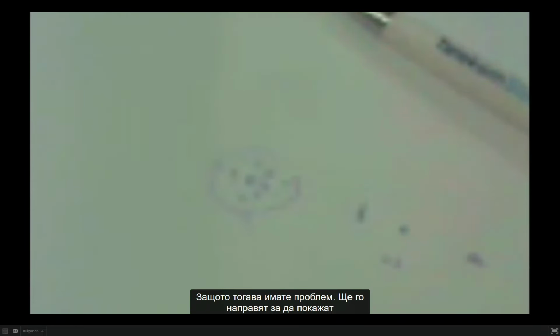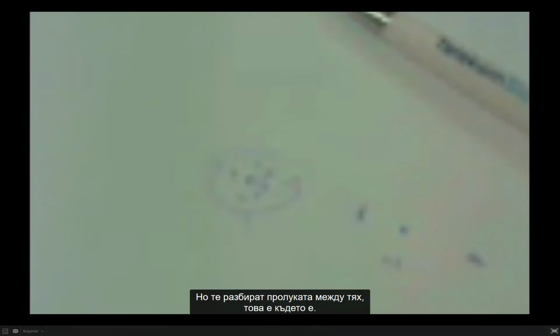They're going to do it to show the nanomaterials, and then you're in problem in your school. They say, where have you learned it? Keshe Foundation, and then we are in problem. But yeah, right. So this is what they're going to do. But they understand the gap between them, that's where it is.